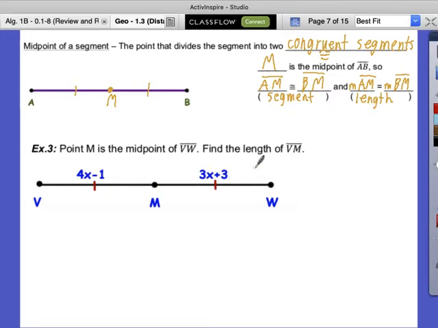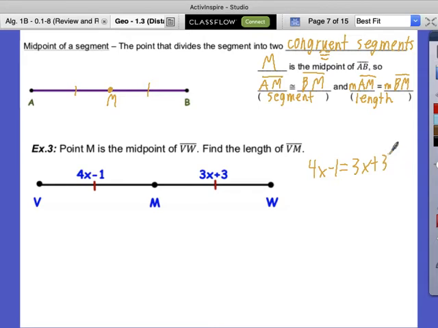How can I find the length of segment VM now? Anybody have any ideas on how I can find the length of segment VM by setting up an equation? Ray, what are you thinking? 4x minus 1 equals 3x plus 3. That's exactly right.